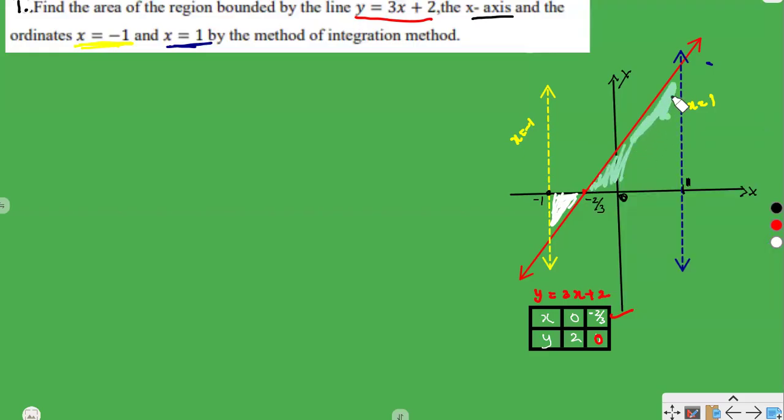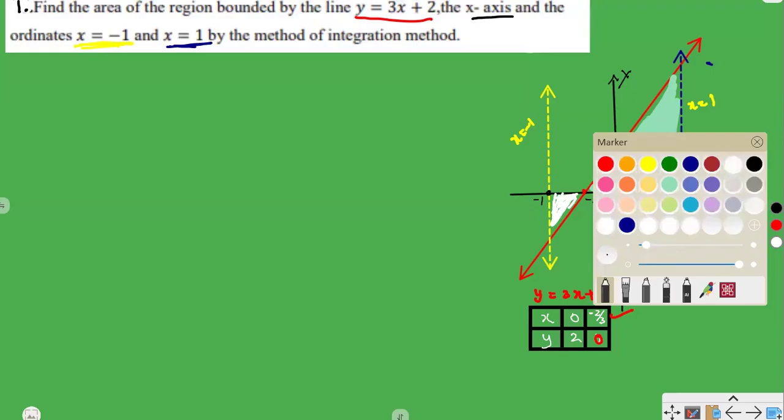So these are the areas which I have shaded now. I have to find the bounded region bounded by all the lines that they have mentioned. So I have to find both the areas now. What I'll do is, first I'll find this area. This is the area which will be found first.